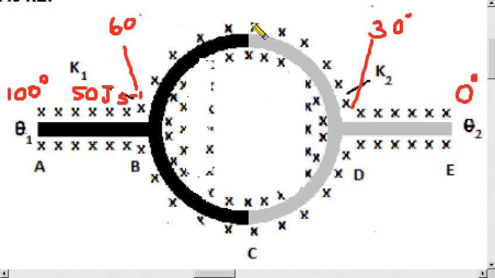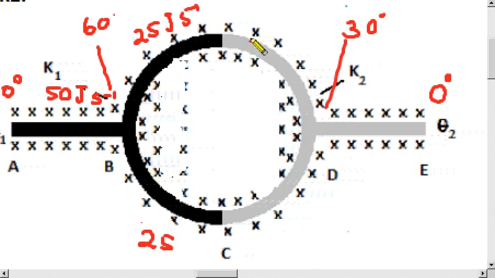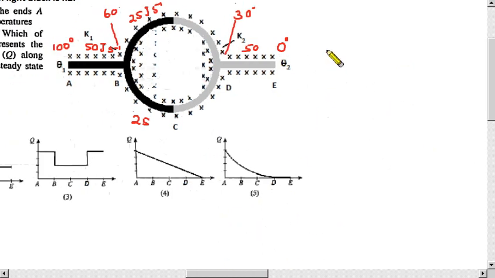So here along this line there must be 25 joule per second if the initial rod conducts 50 joule per second. So here also 25 must be there. Both sides are conducting the same rate of heat flow. So here altogether, finally, 50 is the sum. So let us draw the graph.